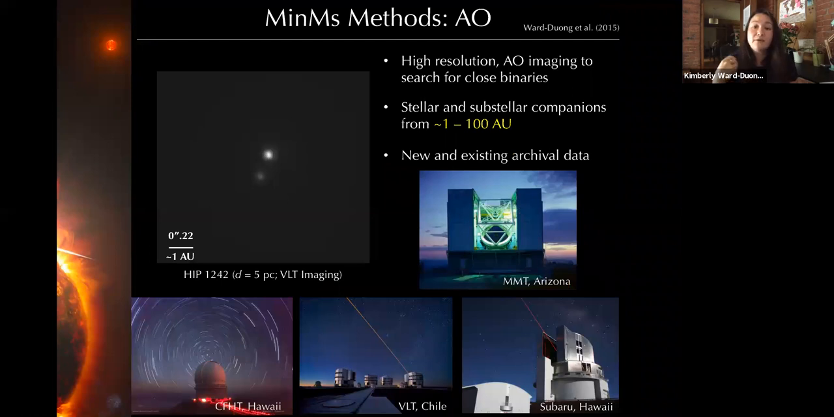So here's an example of what an adaptive optics image looks like. This gives us really high resolution to search for close binaries. As you can see in this image, the separation is only about 1 AU from the primary star and its companion. And so this was a combination of many facilities, of new and existing archival data, to really look at the closest stellar and substellar companions.